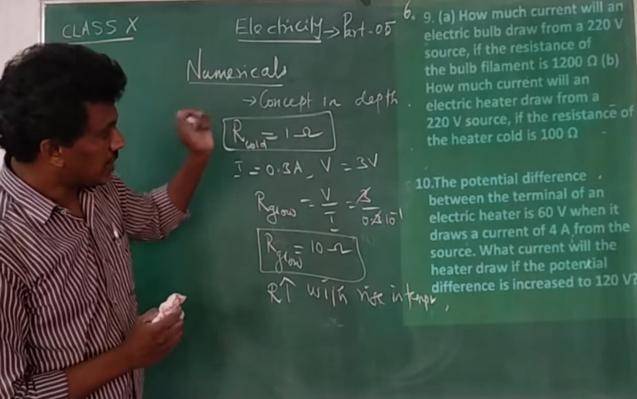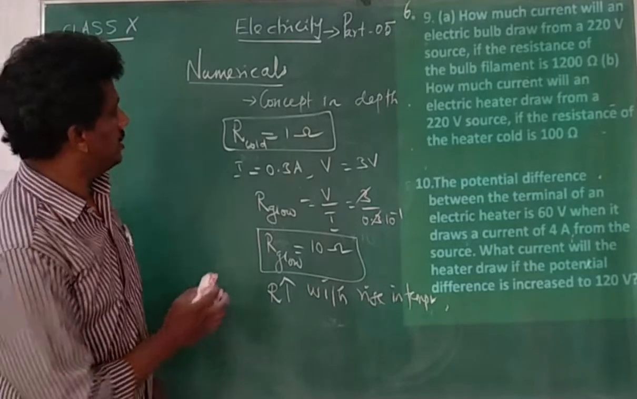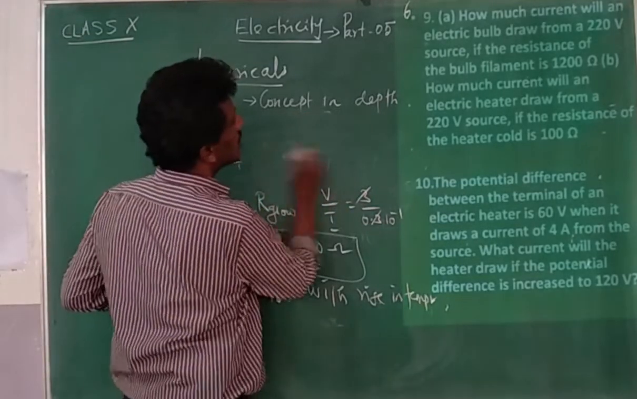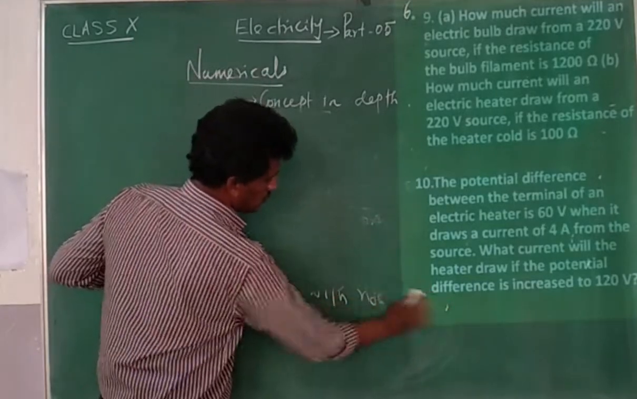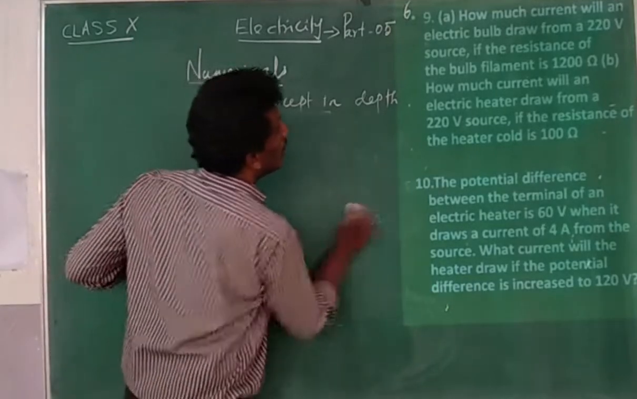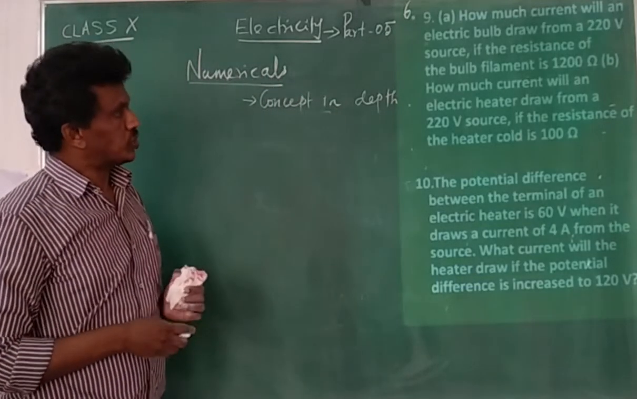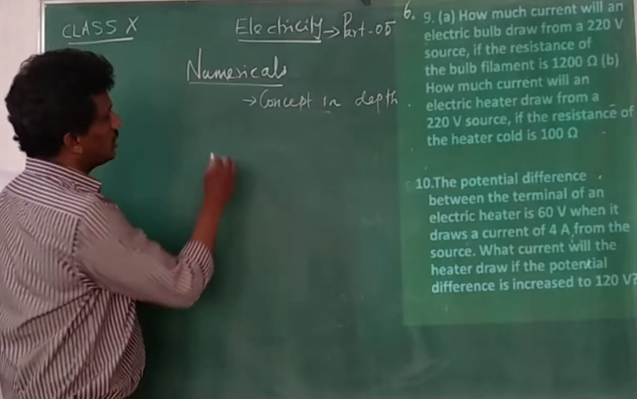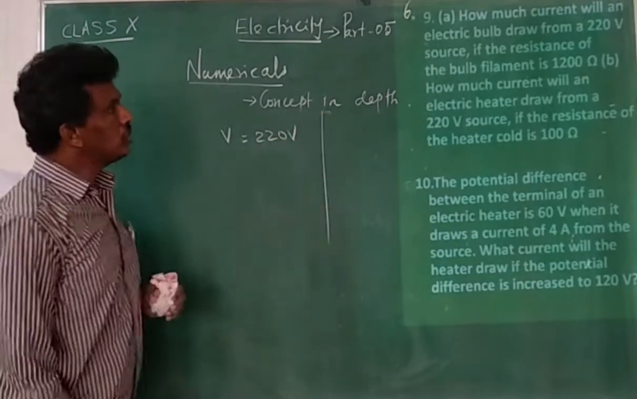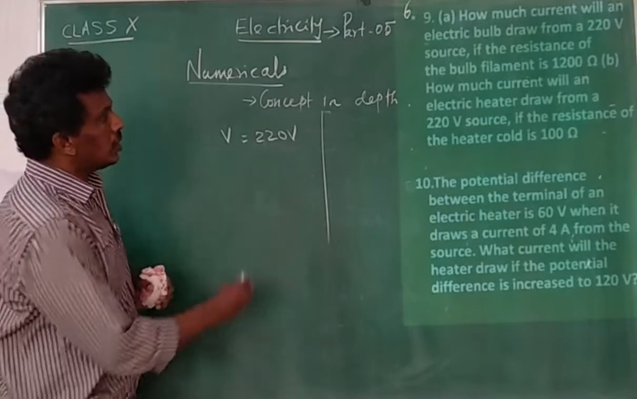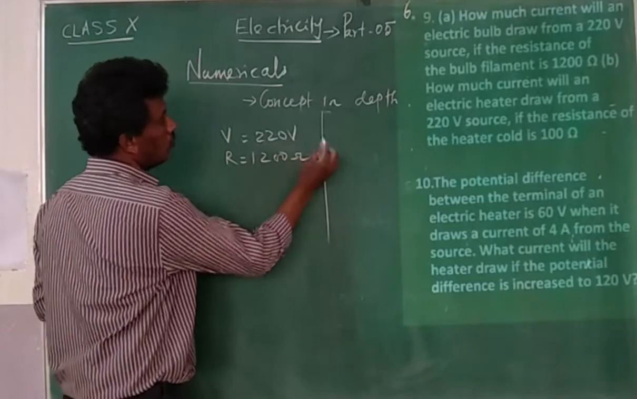Yes. Let us look at it. Here, question number 9. How much current will an electric bulb draw from a 220 volt source? So what is the source we are using? 220 volt. What is the resistance? 1200 ohm.